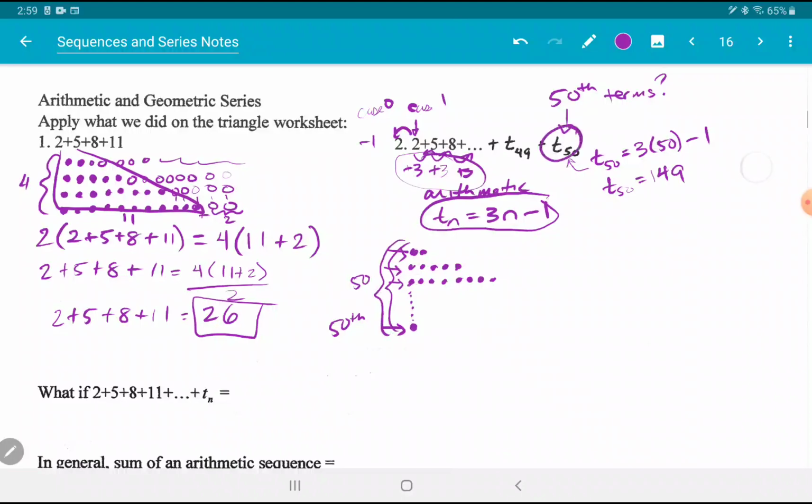And what is my 50th term? We said that value was 149. So what I need is 149 dots. And again, no way am I going to be drawing 149 dots, but what you do realize is yada, yada, yada. By the end, we'll end up with 149 black dots.